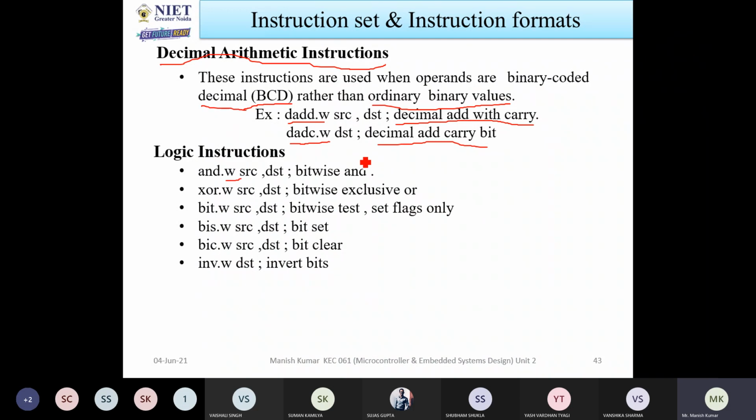You can say source register and destination register. SRC and DST are nothing else, okay. In their place we will put register values, whenever you are using that. So we are using the general instructions. That's why I have written source and destination.